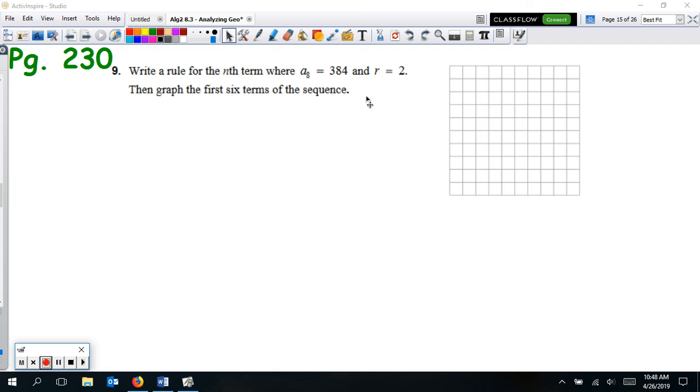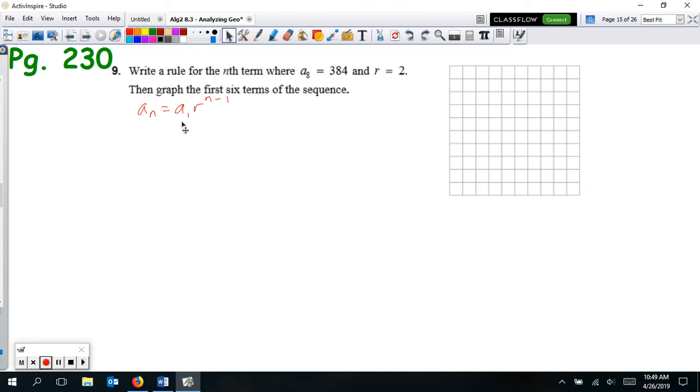So again, we need to know our formula. Let's go ahead and write this down here for the formula. A of n equals a of 1 times r to the n minus 1. And so we need to, again, know those two things. We need to know what's the first term, what's the common ratio. We know the common ratio is 2. That's going to go right here, but what we don't know is our first term.